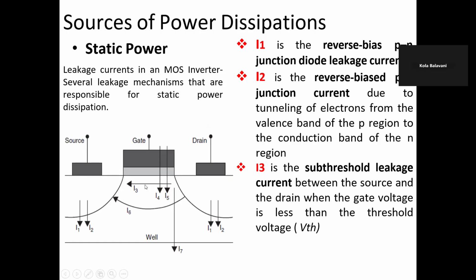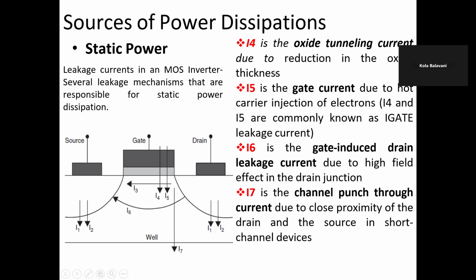If you consider the example of a PN diode, the minimum voltage, the threshold or cut-in voltage, is 0.7 volts. That is the voltage required to conduct that diode. So here also, if you are applying a voltage less than that minimum voltage, then leakage is possible. That leakage is called subthreshold leakage. Whenever your input voltage is less than the threshold voltage, that is called subthreshold leakage current. That is I3.